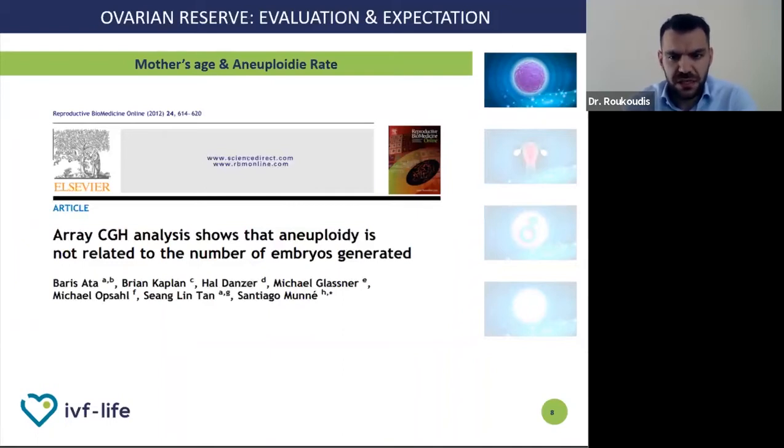One of my favorite studies is the study from the group around Mr. Atta. Almost 60,000 blastocyst day 5 embryos were tested, and we saw that when a woman is 20 years old, almost 80% of the embryos that she produced, blastocysts, day 5 embryos, are healthy with the proper amount of chromosomes. When a woman is 35, 50% of the blastocysts are healthy. When a woman is 40, less than 20%. When a woman is over 43, less than 10%.